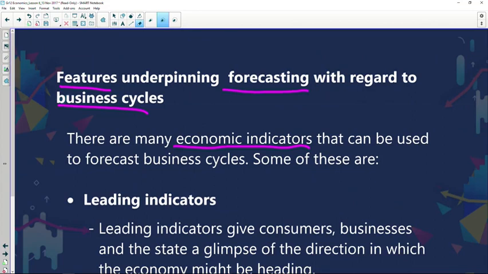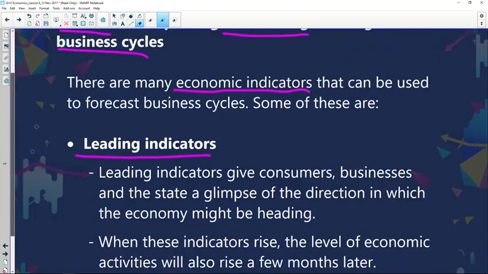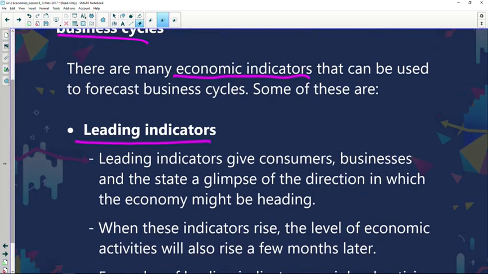We're going to start with the leading indicators, because these could also be used to forecast business cycles. Leading indicators give consumers, businesses, and the state a glimpse of the direction in which the economy might be heading. I think it's important that we get a sense of where our economy is going. So we can use the leading indicators to get a sense of what direction our economy is taking. Are we going the route of facing a downfall, or are we going to pick up and enjoy economic prosperity? The leading indicators play a very important role in giving us some direction in terms of where our economy is headed.